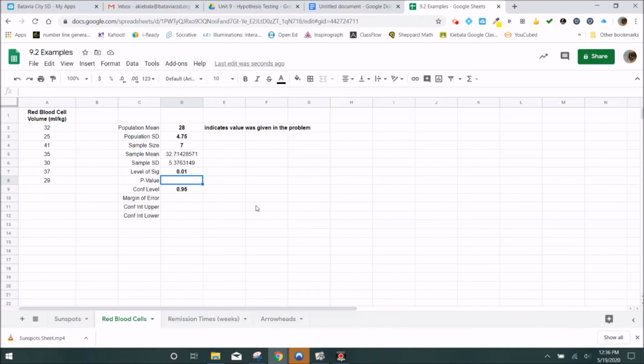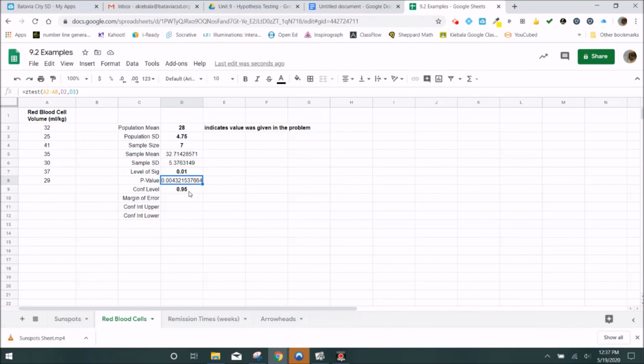So to get the p-value, we're going to do a z-test. We're going to do a z-test in this case because it gives us the population standard deviation. We'll see in just a little bit. If we don't know the population standard deviation, we do a t-test. So the data, comma, value, we're going to compare this to the population mean, and then the standard deviation, 4.75. Okay, so this would be our p-value that we're going to compare against the level of significance in just a few minutes.